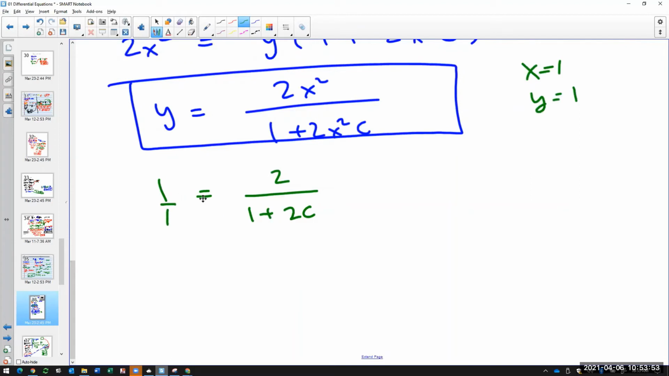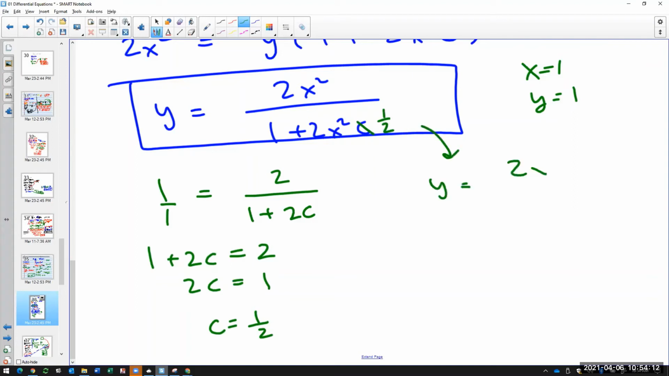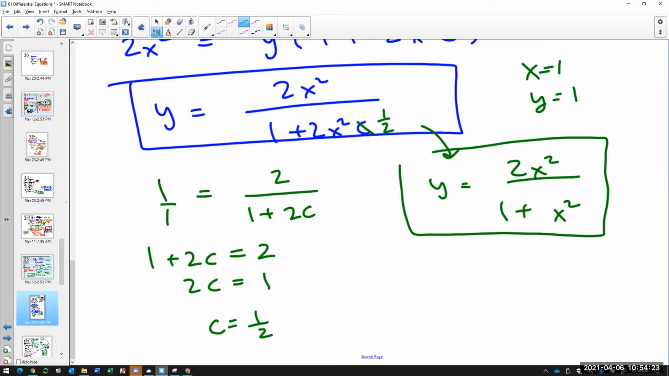Let me cross multiply because I have one fraction on the left, one fraction on the right, and an equal sign in the middle. If I cross multiply, I'll get 1 plus 2c is equal to 2. 2c then is equal to 1. So c is equal to 1/2. So come up here and c is 1/2. So that gives you y is equal to 2x squared over 1 plus 1/2 times 2, which is what, guys? 1, right? So that's where you get the x squared. And is this what you said the answer was? Yes. Okay, so there's your answer.